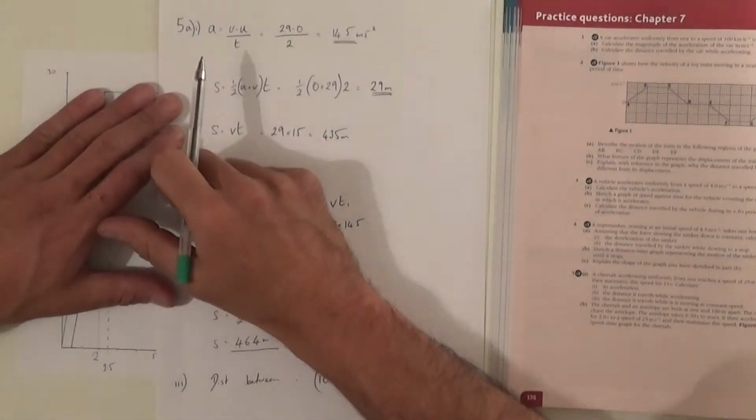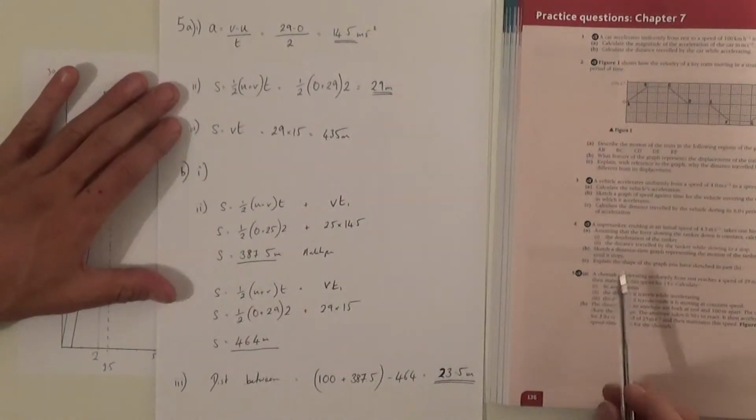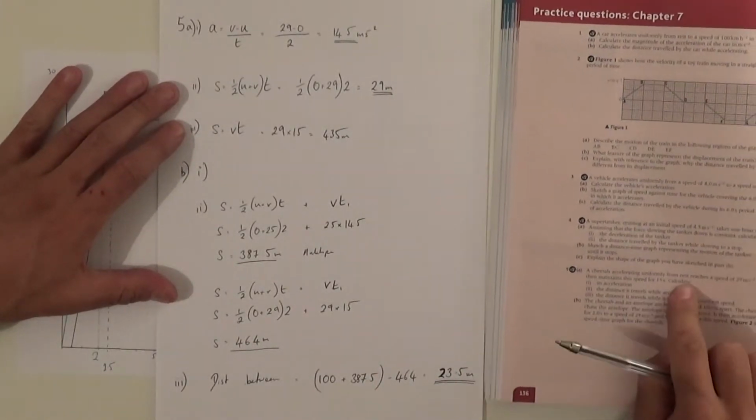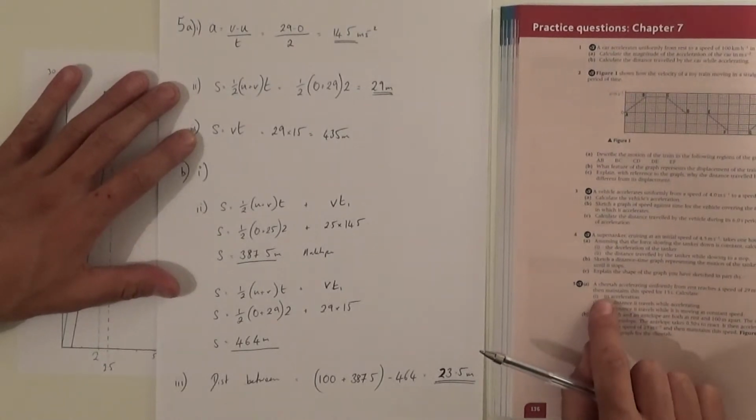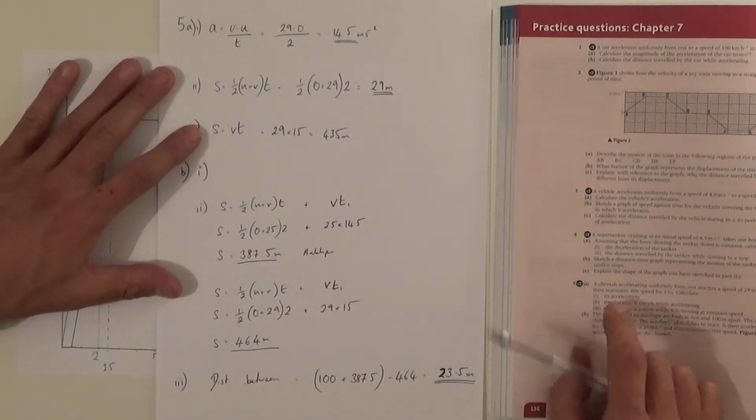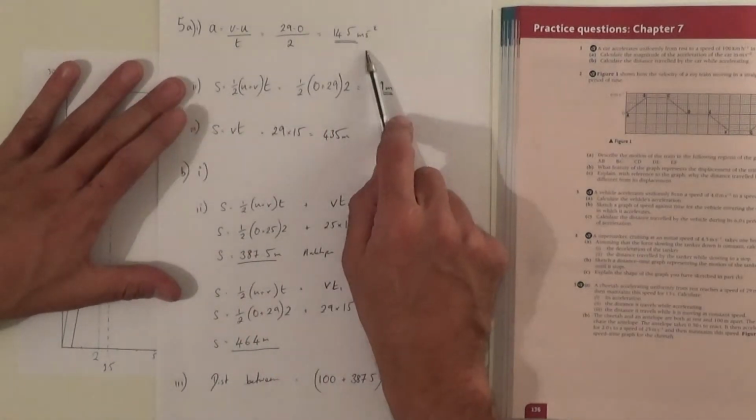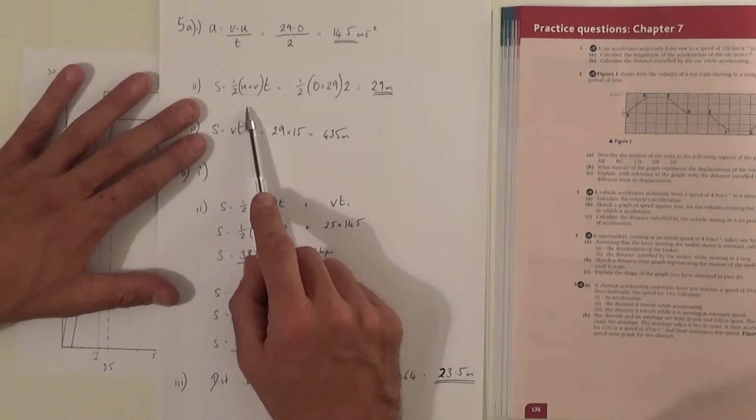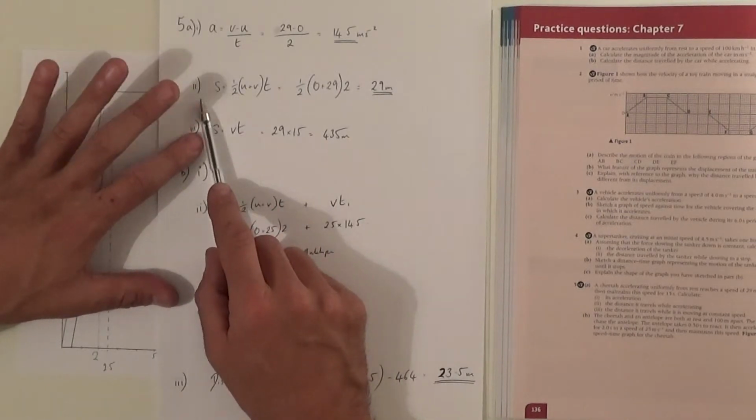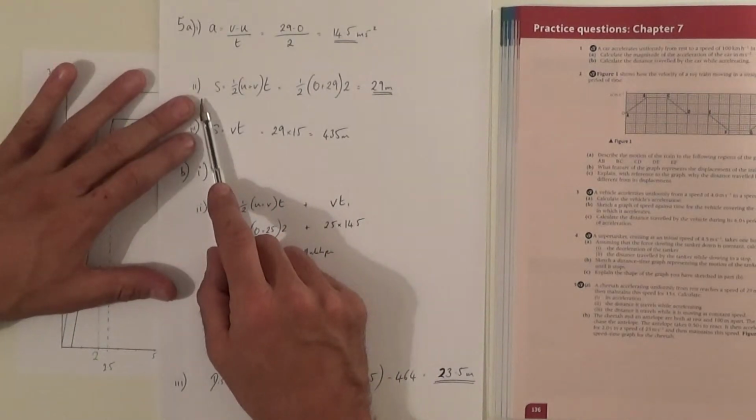Right, question number 5 in the book. A cheetah goes from rest to 29 in 2 seconds. Obviously it wants the acceleration. There we go, easy peasy, 14.5. It then asks for the distance it travels while it's accelerating.